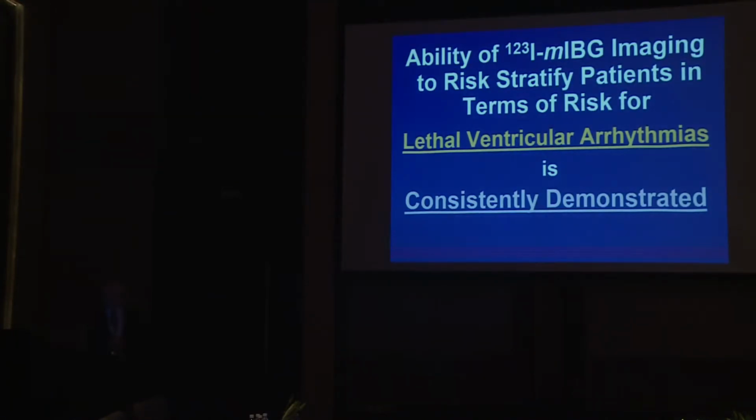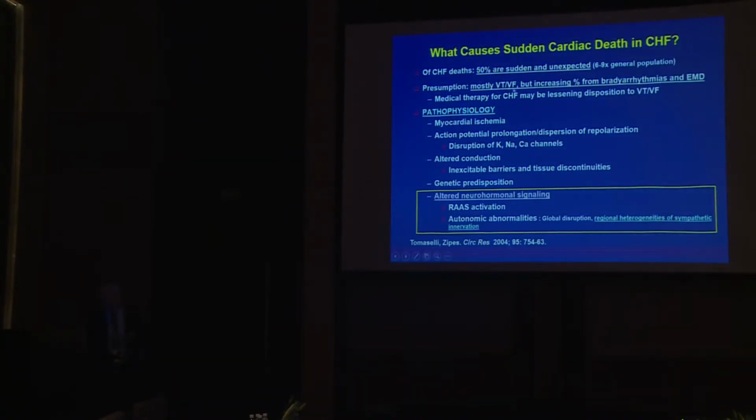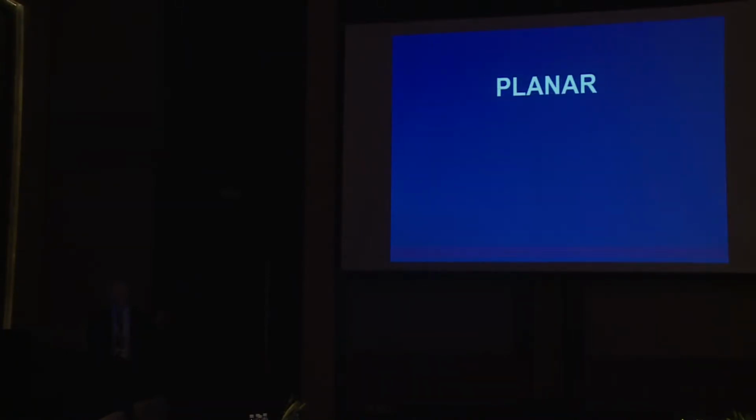In heart failure, of course, one of the major causes of death is heart failure-associated arrhythmias. MIBG imaging to risk stratify patients in terms of the risk of ventricular arrhythmias has been consistently demonstrated. That would make sense because when we look at the causes of arrhythmias, the basis that people often use is ejection fraction. But ejection fraction is remote from arrhythmia. It's kind of a crude thing. One thing we know is that autonomic abnormalities are mechanistically related to arrhythmias, so we would think MIBG or adrenergic imaging would be also.